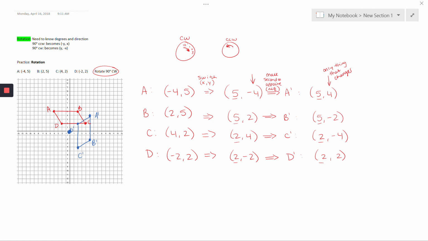If you were to do a rotation of, let's say, 180 degrees, you could do this twice. There are other tricks and tips for that. Same with if you were to do it over a different point of rotation, but we're not going to get into that this year.